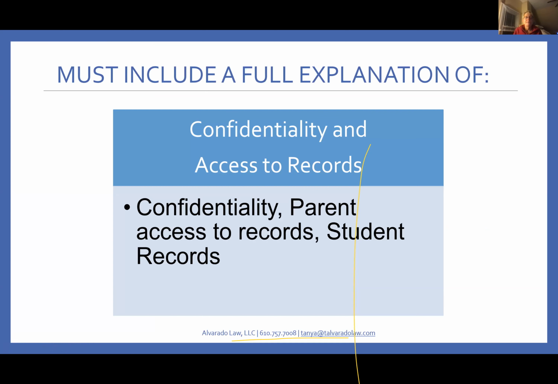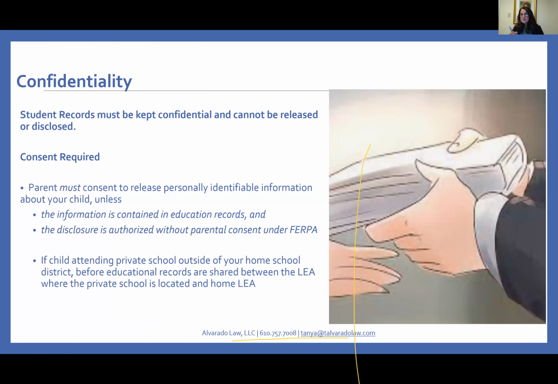We're almost there, everyone. This is the last section: confidentiality and access to records. What records, when does a parent have access to records or a right to records, and what records are confidential? School districts or your school records must be kept confidential and cannot be released or disclosed. Period. There are certain exceptions, but that is the general overarching law and protection regarding confidentiality.